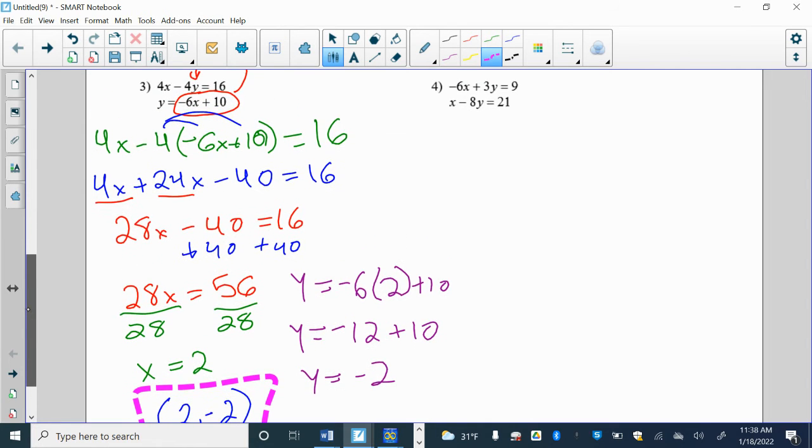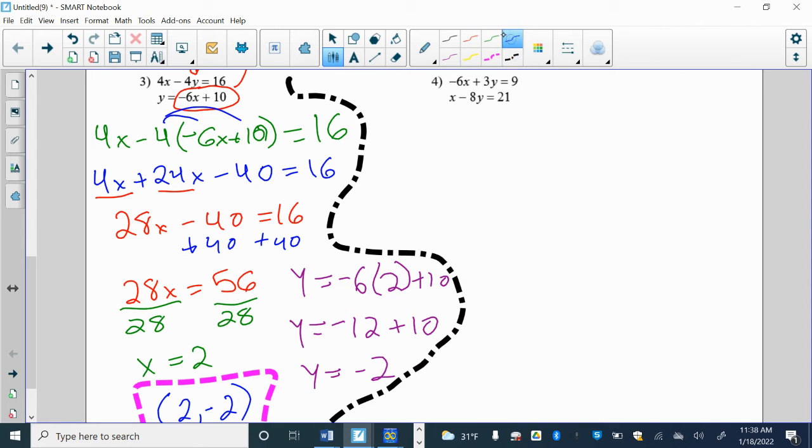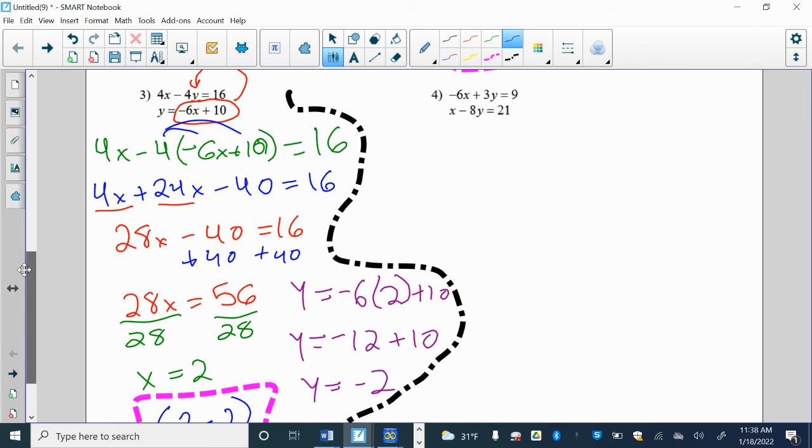Okay, last one. Now we look at this one in terms of trying to substitute. Neither of our equations are in x equals or y equals form, so we have more work to do here. If we're going to substitute, the first thing we need to do is get one of our equations into x equals or y equals form. And I should reiterate that it doesn't matter which variable you solve for in terms of x or y, where you can substitute with either.